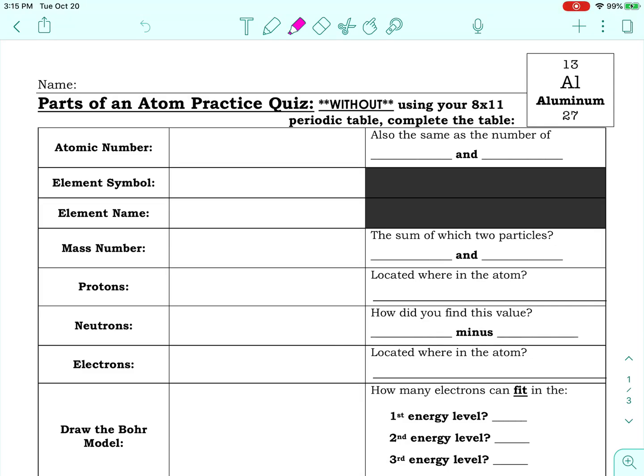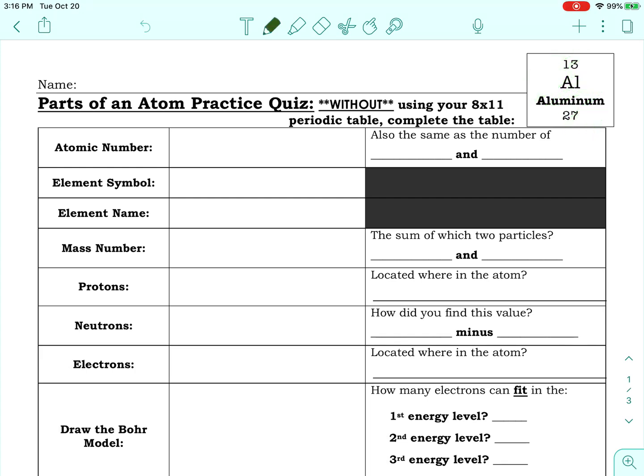So here's the practice quiz, and the quiz that you're going to take is going to look almost exactly like this, except the element in the top right corner is going to be a different element. So on this practice quiz, we're going to answer all of this first page, all about aluminum, and we're going to do this without using our periodic table. Everything we need is given in this box.